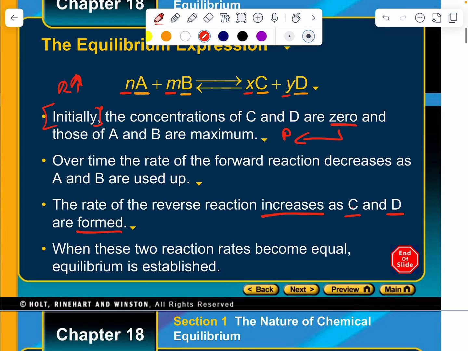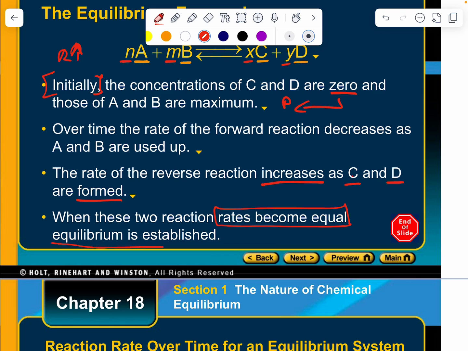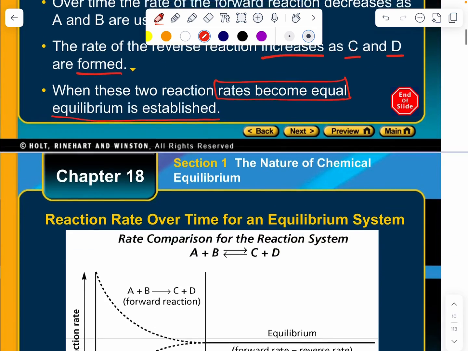Okay, when are we going to have an equilibrium state? When these two reaction rates become equal. Here, equilibrium is established. So the question now: when are we going to have an equilibrium? We have equilibrium when the forward reaction has an equal rate to the backward or reverse reaction. In this case, it's called equilibrium or chemical equilibrium.